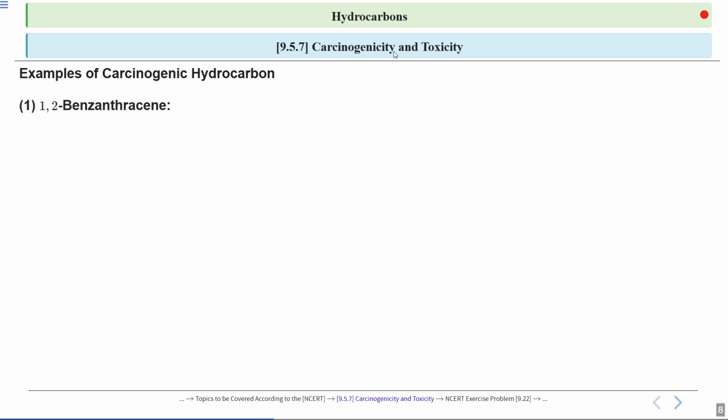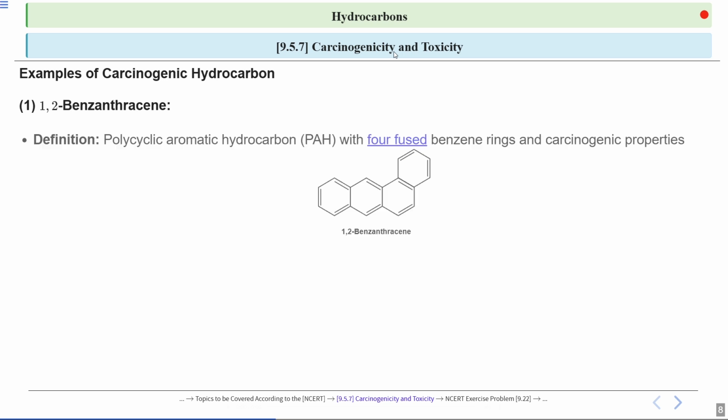So, introducing 1,2-benzanthracene. This is a type of hydrocarbon with a complex structure. Notice the name. Benzanthracene tells us it has benzene rings fused together, which is a common feature in many carcinogenic compounds.